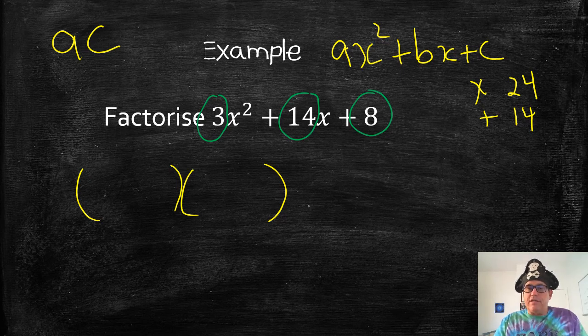So 24, things that multiply to 24: 1 and 24, 3 and 8, 4 and 6, 2 and 12. 2 and 12 add up to 14. So the numbers I want to use are 2 and 12. Those are the numbers I'm going to use.